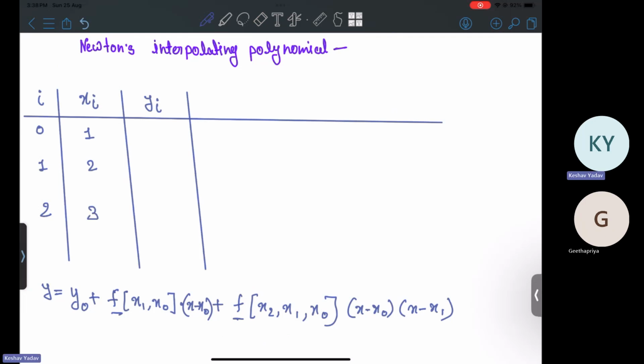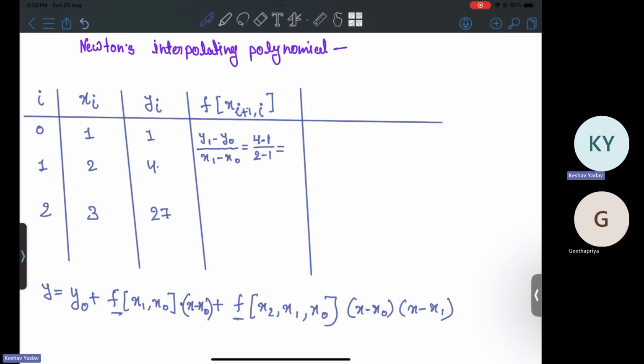So what are the values? 1, 2, 3, and the corresponding y values are 1, then 4, then 27. Now we will try to find f of x(i+1), x(i). This will be equal to y1 minus y0 divided by x1 minus x0. So 4 minus 1 divided by 2 minus 1. This will lead to 3. Similarly, 27 minus 4 divided by 3 minus 2. This will lead to 23.